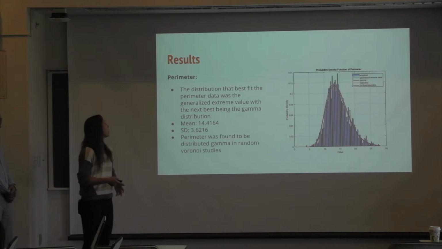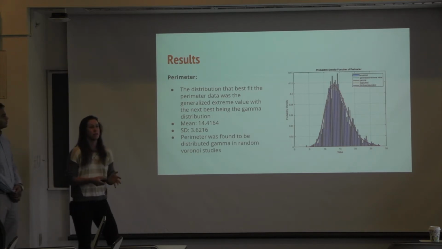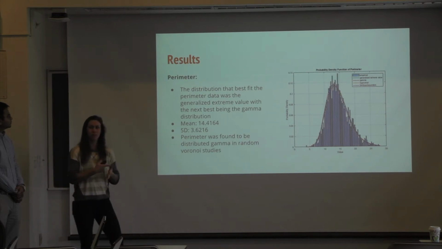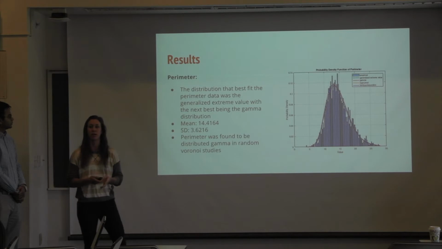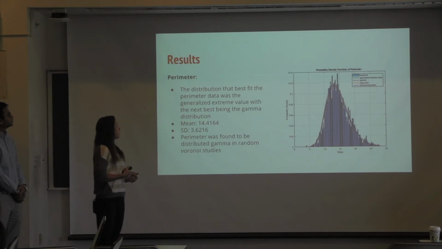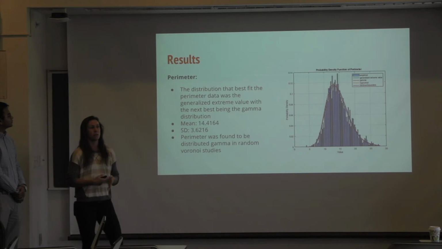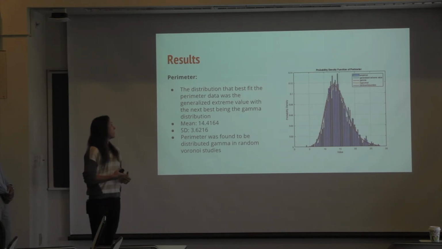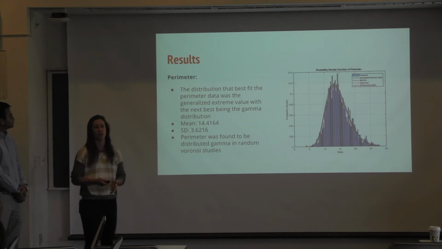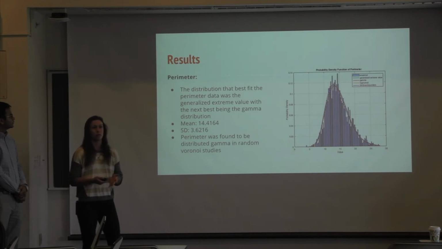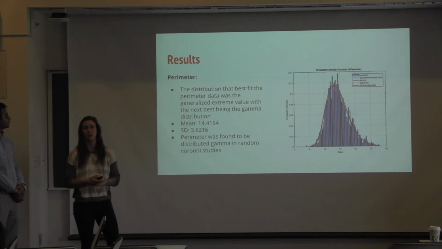So ultimately, we found the perimeter by calculating the perimeter of every single cell within a Voronoi diagram and then averaging it out. And then we were able to find the distribution by plugging this data into a code, which then ran through 13 or so continuous distributions and spits out the best 4 that have the best fit for the data. So here, when we averaged it out, we were able to get a perimeter mean of approximately 14, and we were able to find that the best fit for this distribution was the generalized extreme value, with the next best being gamma. And this compared to a randomized one, which was found in studies to be gamma.